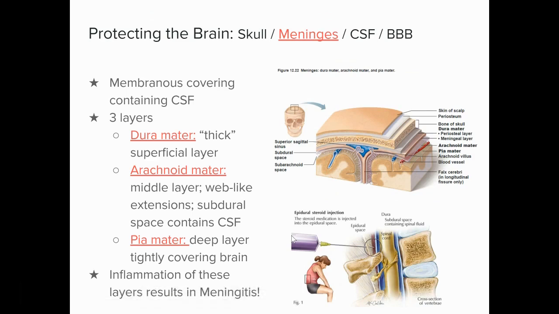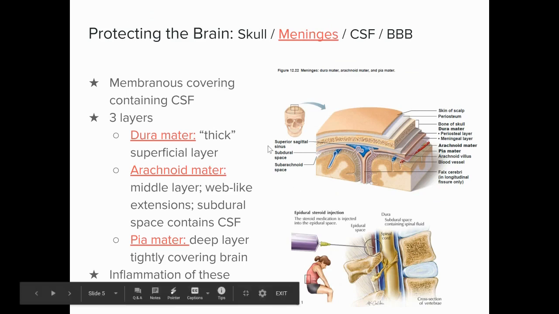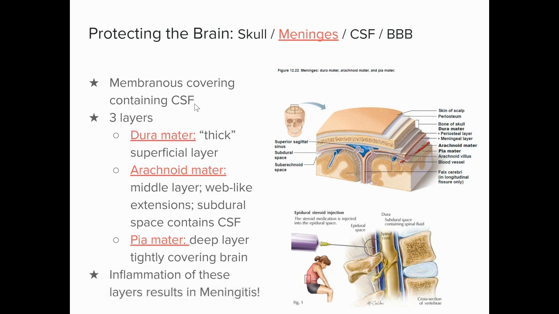All right, protection of the brain. Obviously your skull, but then we want to talk about the meninges. The meninges are membranous coverings that contain CSF. What's the CSF? That's the cerebral spinal fluid. So protection here, you can see we have the skin of your scalp, the periosteum, the bone, and then there's three layers in the meninges here.